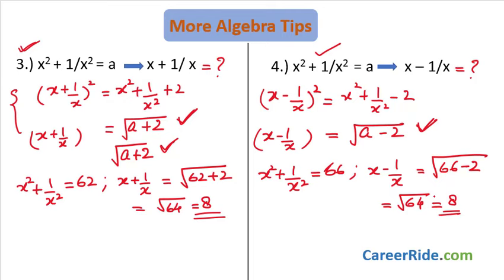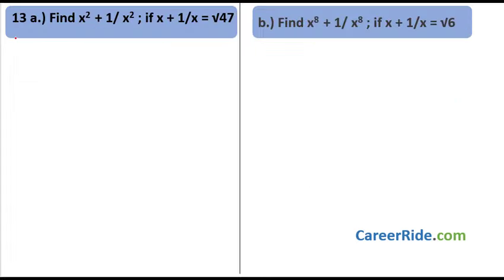We will see how to actually use whatever we have learned in real life, in the practical questions, with the help of some examples that we are going to take ahead. So now let us solve some questions based on the things that we have just learned. The first question based on this concept is: find x square plus 1 upon x square if x plus 1 upon x is equal to square root of 47.